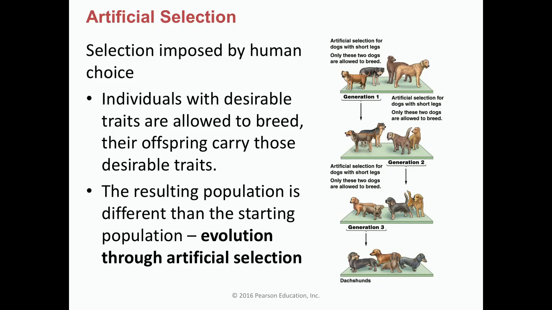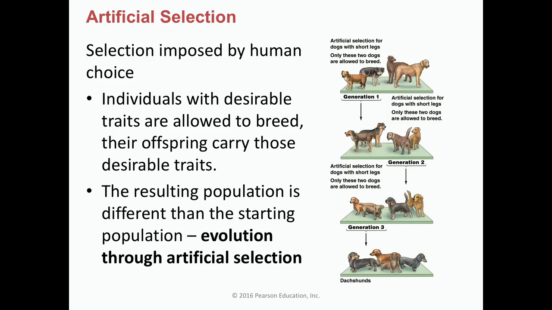One of them is something called artificial selection. This is selection, this is changes that are imposed by human choice. And so, for instance, we've done selective breeding of dogs to end up with many different breeds of dogs. So you have dogs such as Great Danes, that are huge. You have dogs such as little dachshunds, which have really short, stumpy legs.